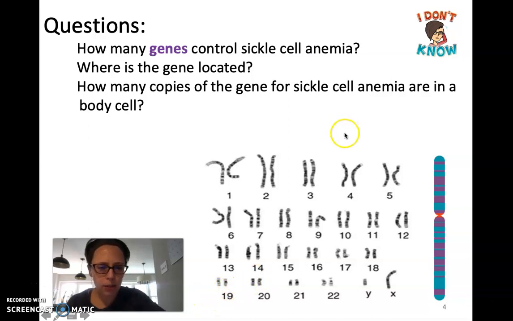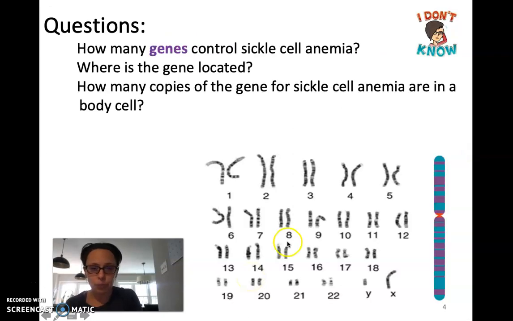How many copies of the gene? Well, we know that the gene for sickle cell anemia is on chromosome 11. So here is chromosome 11. Maybe we want to highlight this or circle it in another colored pen. This is chromosome 11, and you can see we don't have just one chromosome 11. We actually have two chromosome 11s in each and every cell, because these two chromosomes are homologous, meaning they're the same kind of chromosome.